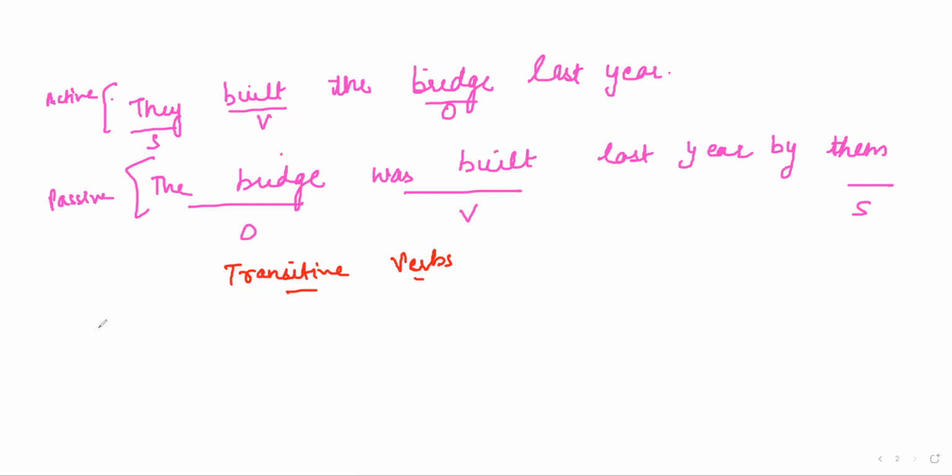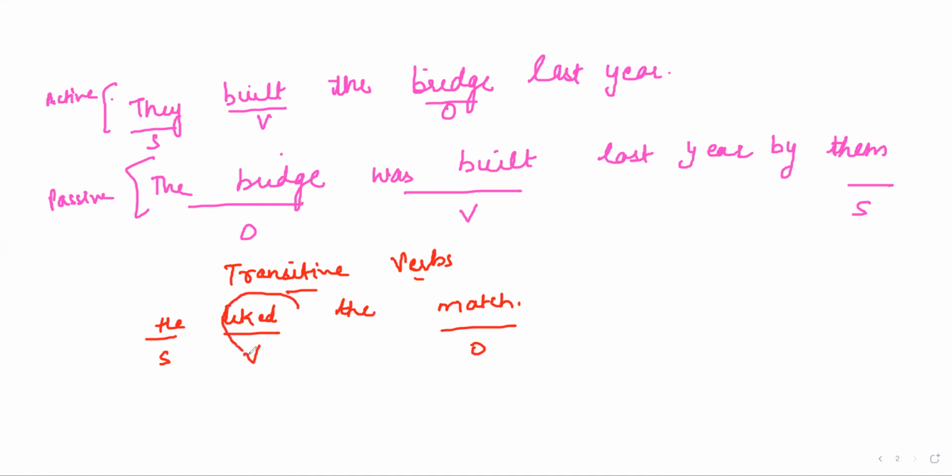So now let us take some few examples to understand transitive verbs. For example, if I say, he liked the match. In this case, liked is the verb. It is showing you action. He is the subject. Now, what did he like? He liked the match. So there is an object here, right? Then this is a transitive verb.